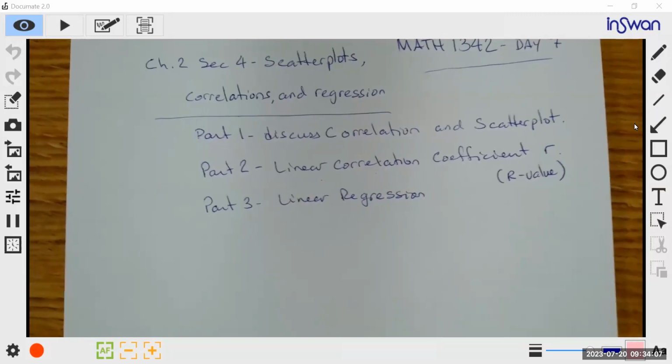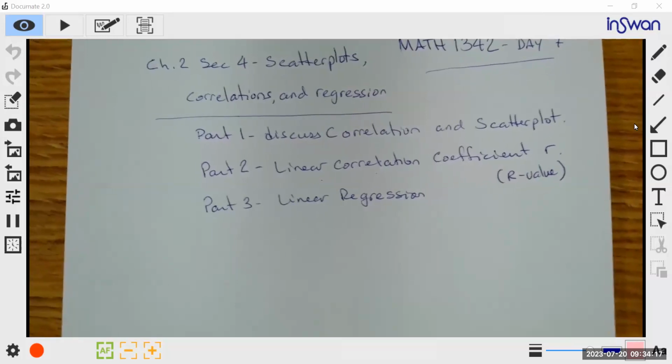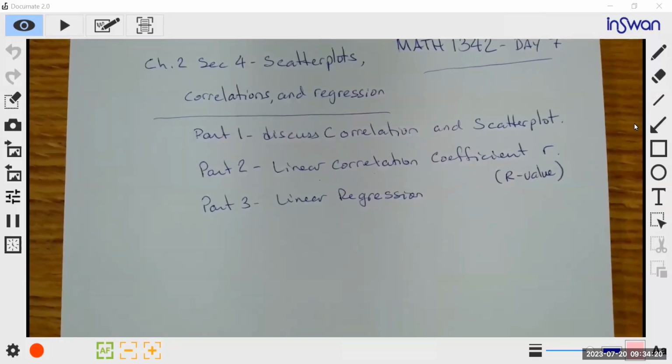Simply by the term correlation, what does correlation mean to you? Kind of go hand in hand. Yeah, they relate to each other somehow. Either they do or they don't. That's pretty much what we're getting to. Either the data is correlated or it's not.